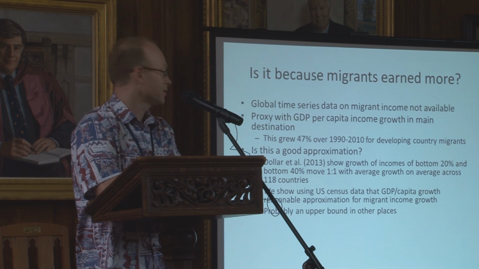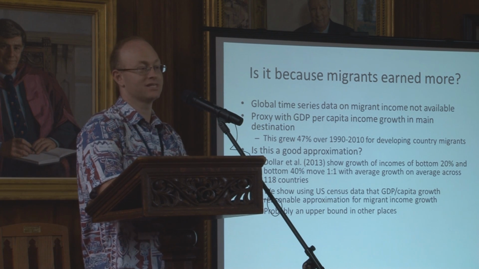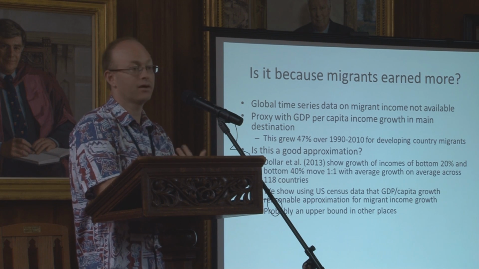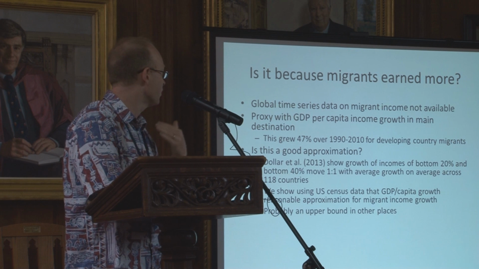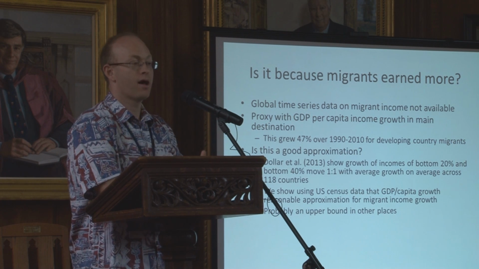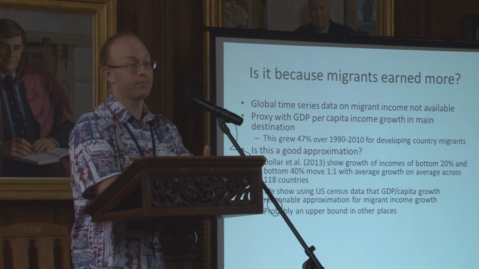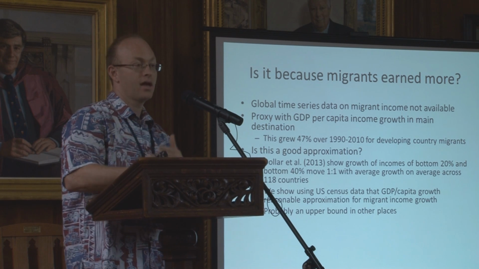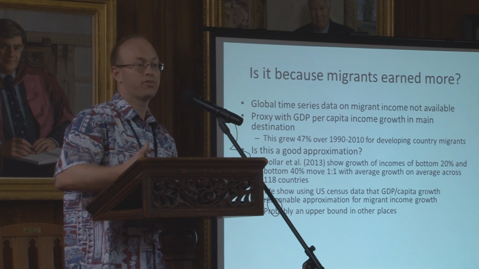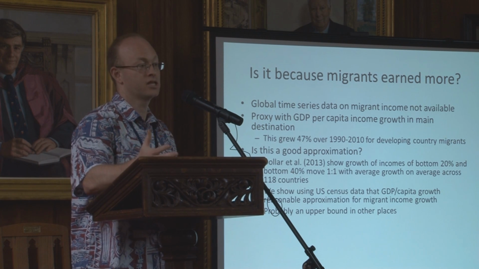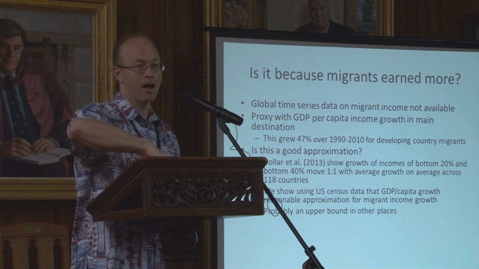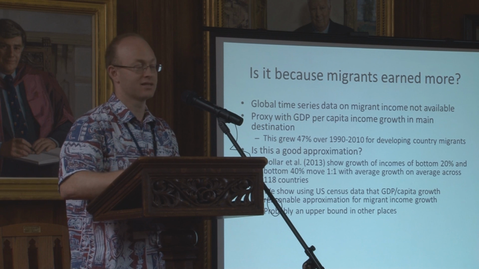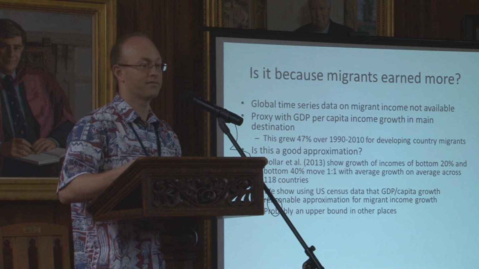So obviously you want to know, is this a good approximation for how much migrants' incomes have risen? We can look at that in a couple of ways. First of all, migrants are probably earning a lot less than the average citizen of the country they're going to. So maybe we'd be concerned if growth in GDP per capita is not really approximating the growth in income for somebody at the 20th percentile or 40th percentile of the income distribution.